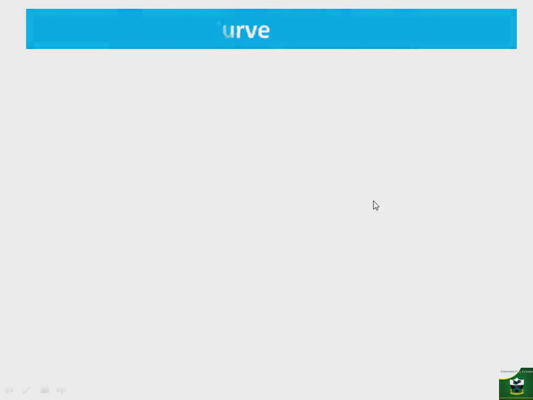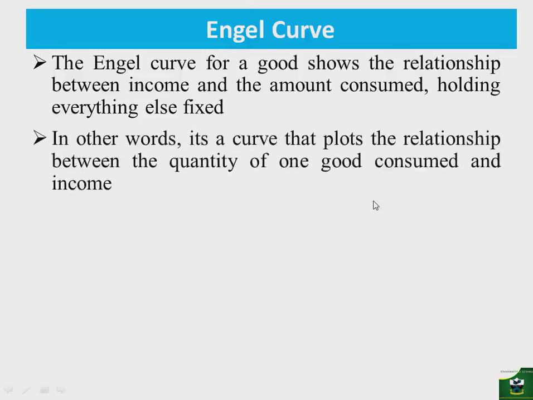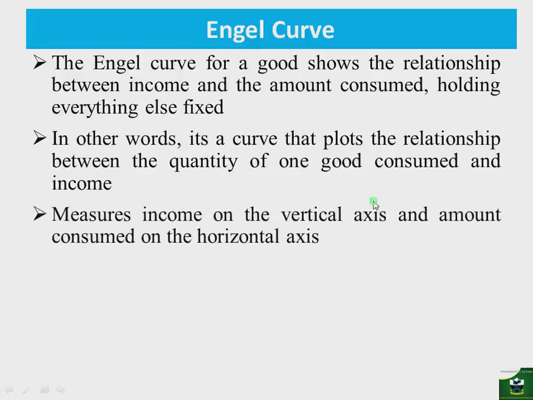With that, we can now move and look at the Engel curve. Now, the Engel curve for a good shows the relationship between income and the amount consumed, holding everything else constant. That is, keeping the prices, keeping the preferences constant. What we have then is that it's a curve that plots the relationship between quantity of one good consumed and the income. So with income on the vertical axis and the quantity consumed on the horizontal, then the curve that shows the relationship between the two is what we call the Engel curve. It's a path. So it measures income on the vertical and amounts on the horizontal.